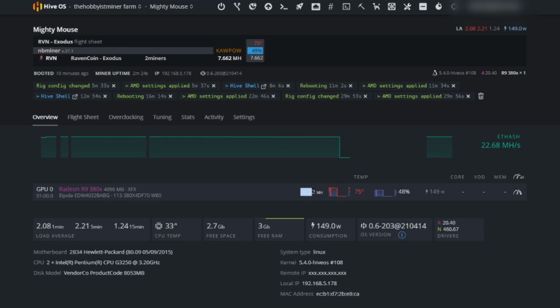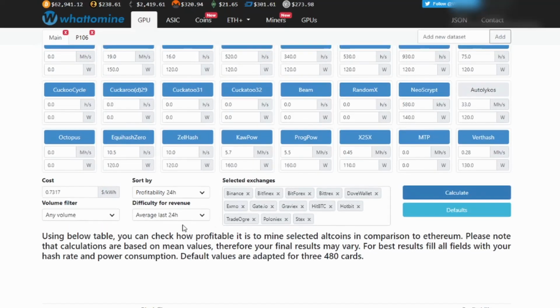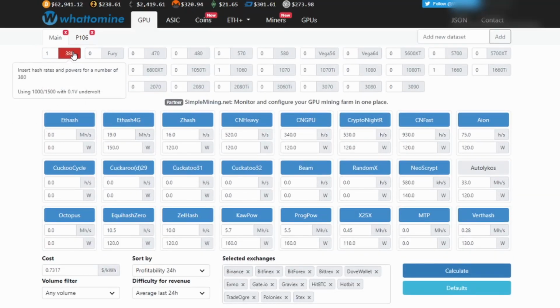And we are getting 7.662 mega hash for Kapow. So not actually terrible, to be honest with you. Better than what some of the averages were based off of. Now, this could be for the 380 versus the 380X, so there's a little bit of performance differences there for Kapow.